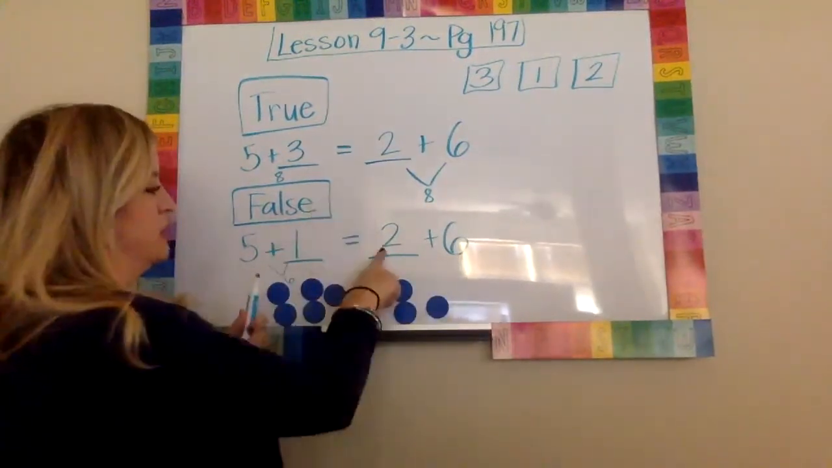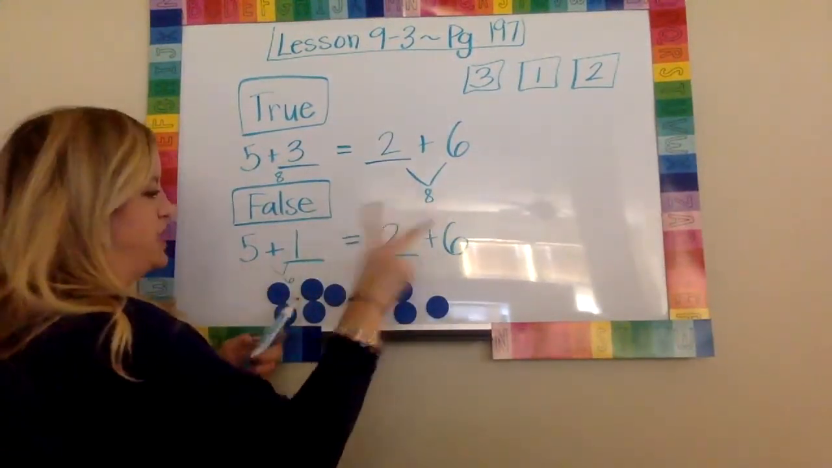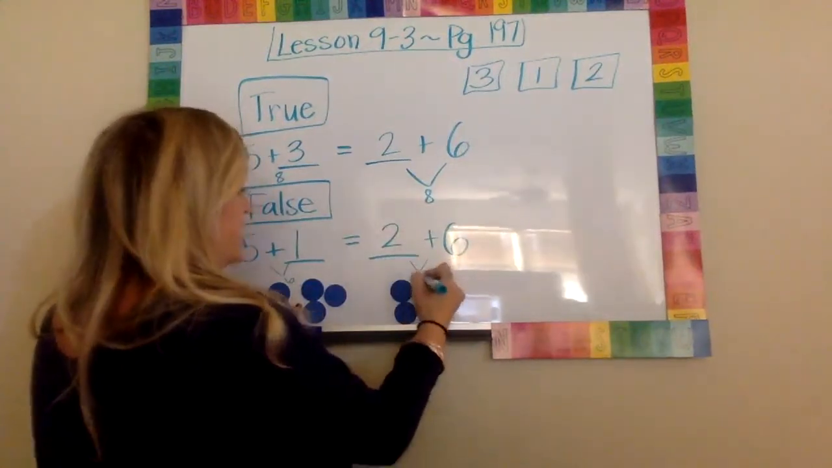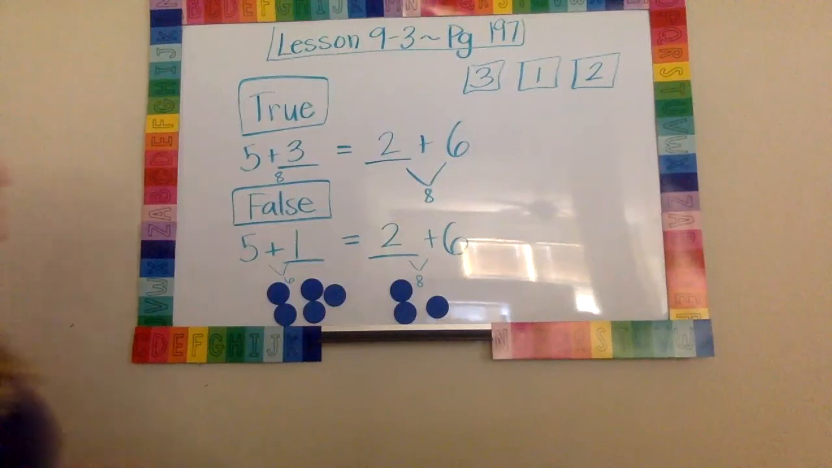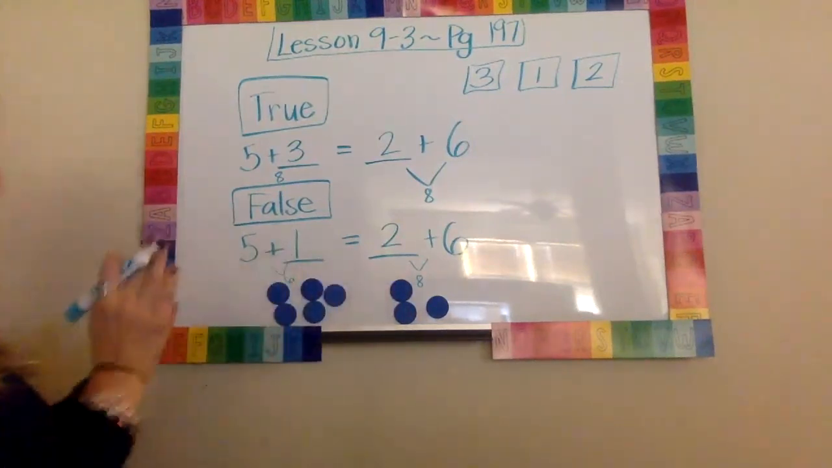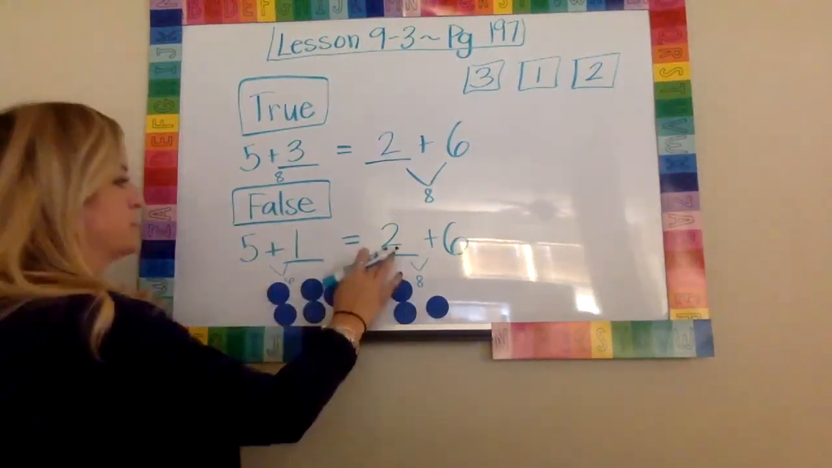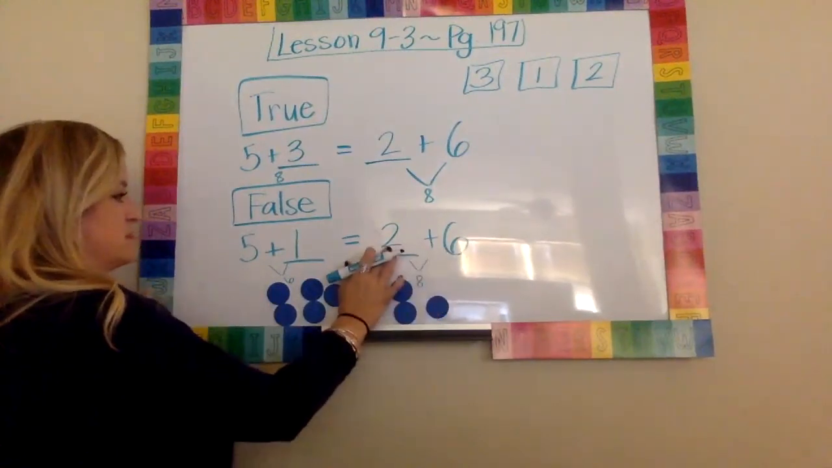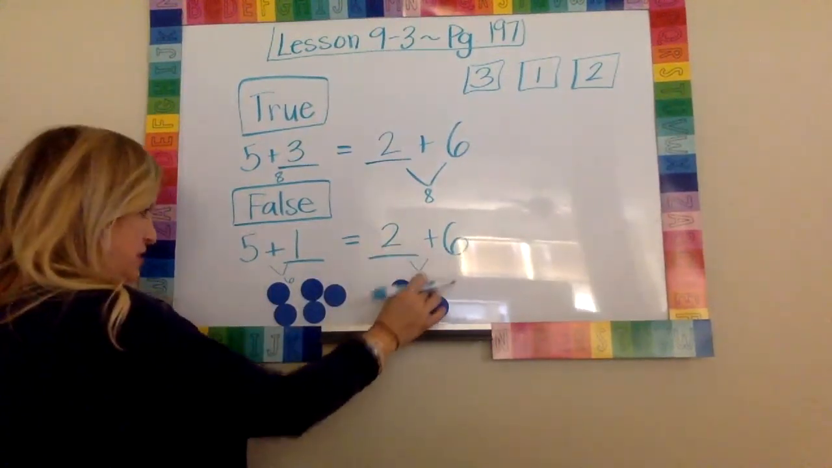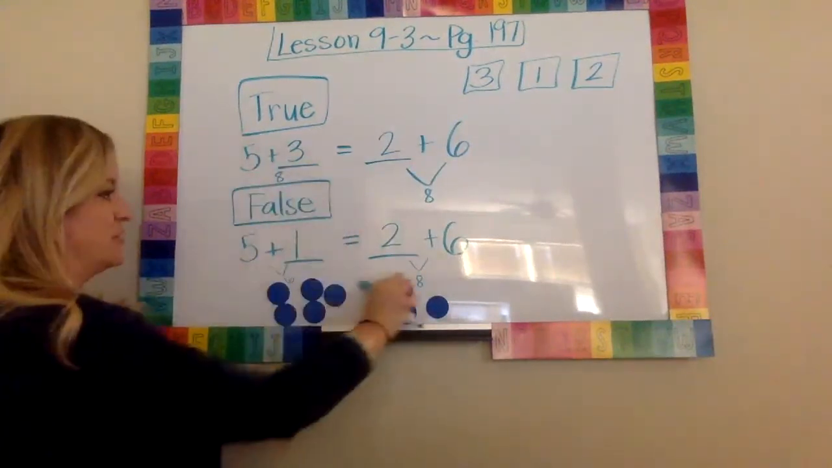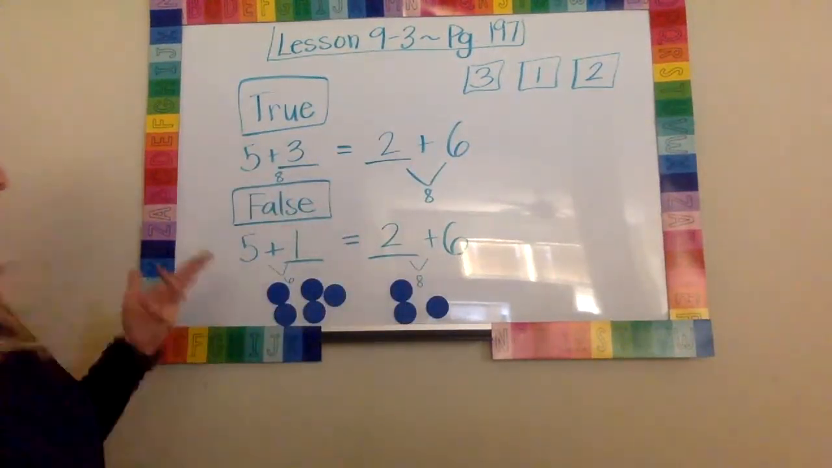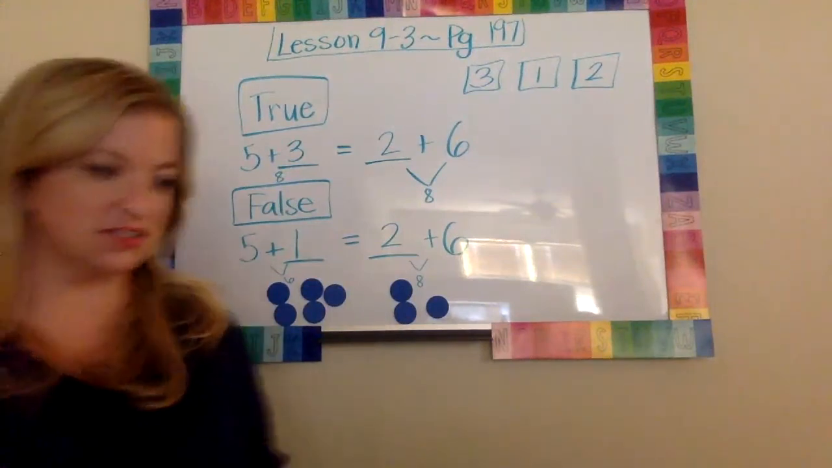6, count on 2 fingers. 6, 7, 8. This side equals 8. This is a false equation because they do not equal the same amount. So again, I could have chosen 1 because it would have been 6, 7. It would have equaled 7. Could have chosen 3, 6, 7, 8, 9. It would have been 9. All right. I hope that makes sense.